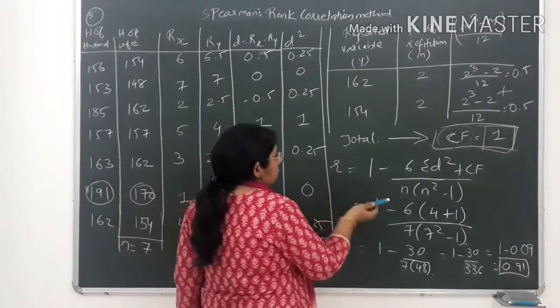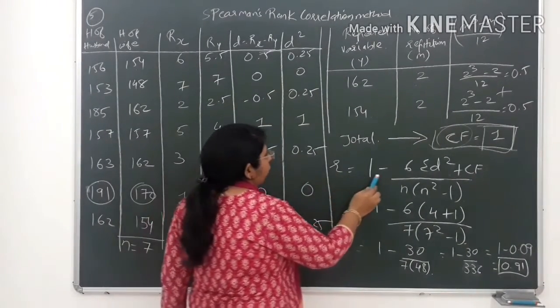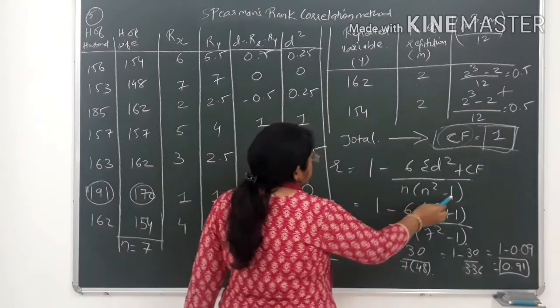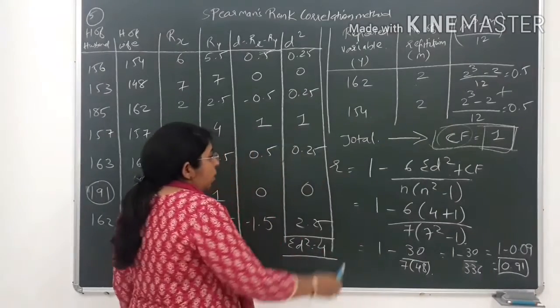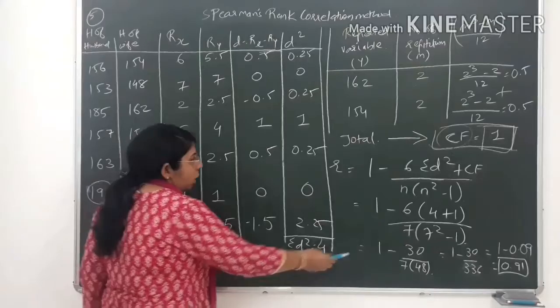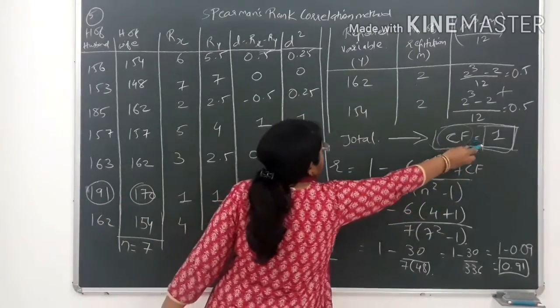Okay, so now the calculation is very simple. R is equal to 1 minus 6 sigma d square plus CF upon n into n square minus 1. The value of sigma d square we have already found out, that is 4. 4 plus the CF value that we have found out, that is 1.